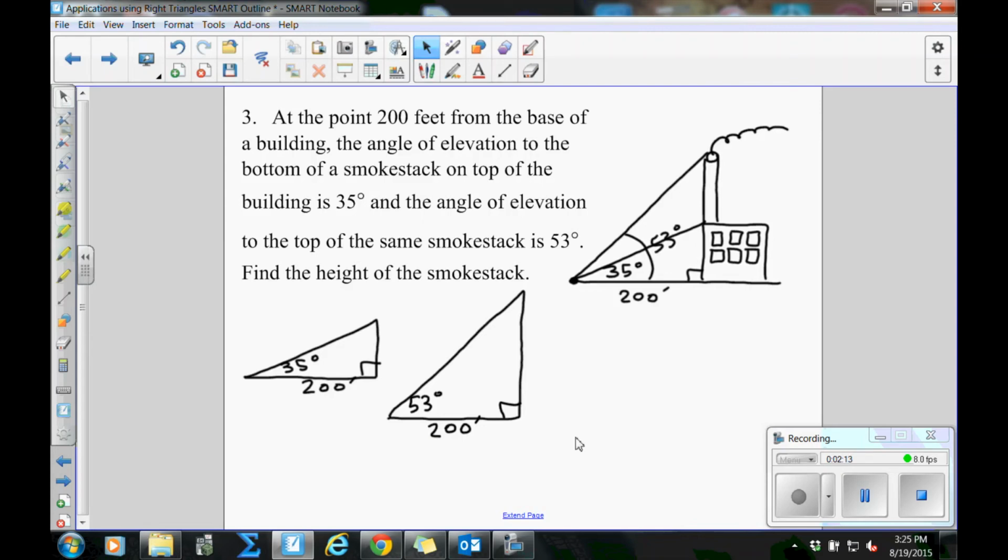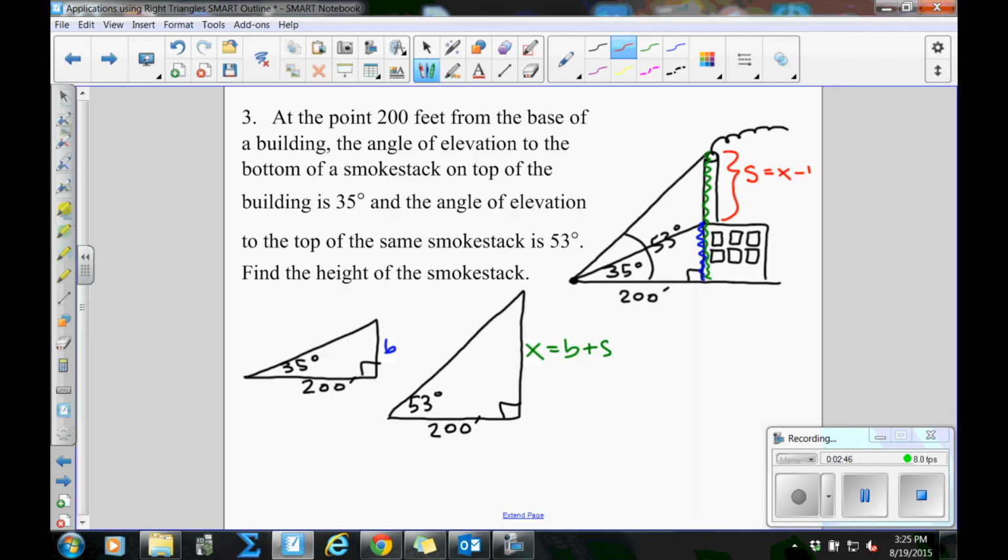If we find the height of the building here, and then we find the entire height of the building plus the smokestack, using the triangles, then we'll take those values and subtract them to find just the height of the smokestack. So let's find each height individually using a tangent function.